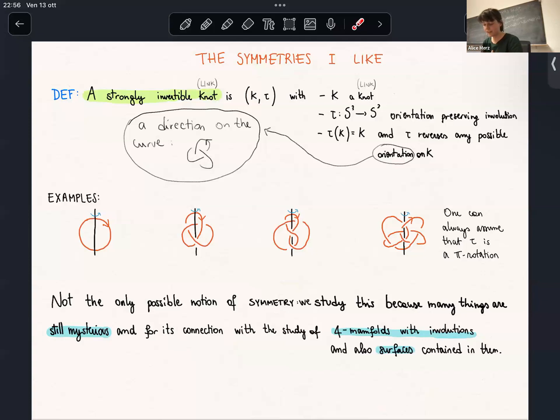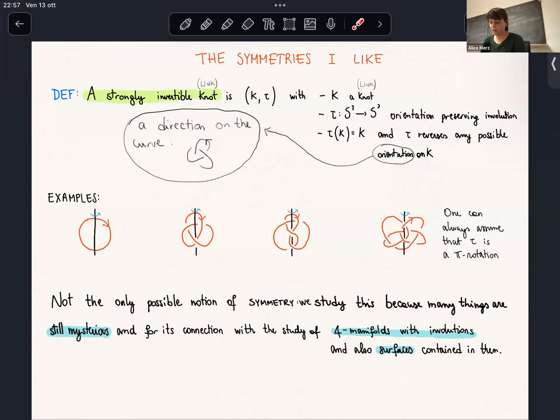So the definition: a strongly invertible knot is a pair (K, tau), where K, the first part, is just a knot, and tau is an orientation preserving involution of the 3-sphere. So involution: tau squared equals the identity. And we also ask that tau preserves the knot setwise, reversing any possible orientation on K.